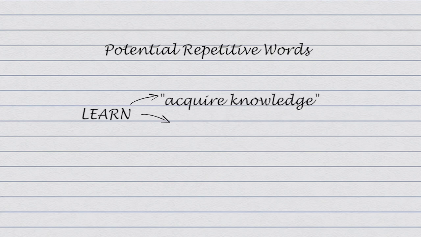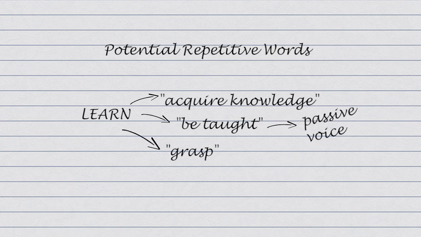and then find alternatives. Learn may be a word you could be using a lot. An alternative is acquire knowledge. So is be taught. And this is great because it uses the passive voice. To grasp is a great colloquialism. And to master something.